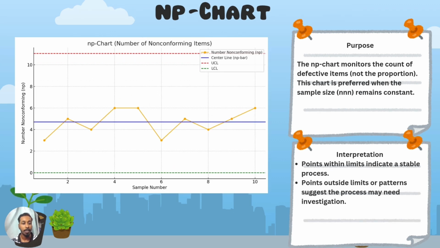Next is the NP chart for number of non-conforming items. The purpose of NP charts is to monitor the count of defective items, not the proportion. This chart is prepared when the sample size n remains constant. As you see in the graph, the interpretation: points between limits indicate a stable process, and points outside the limits or patterns suggest the process may need investigation.